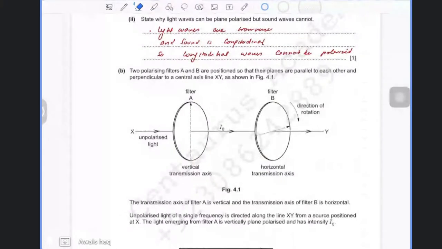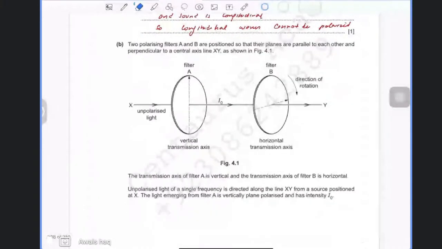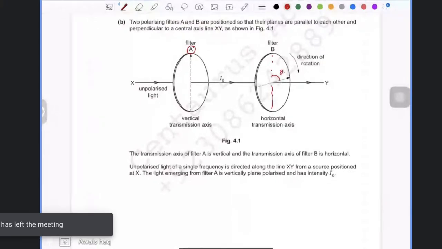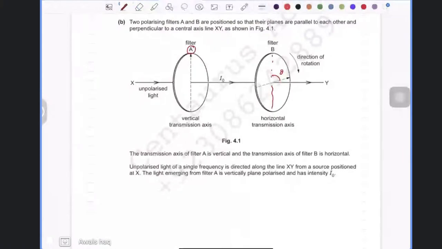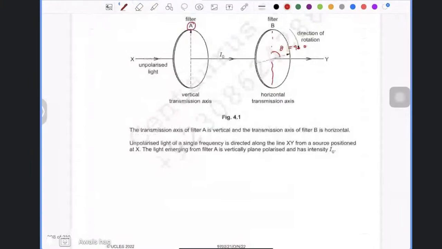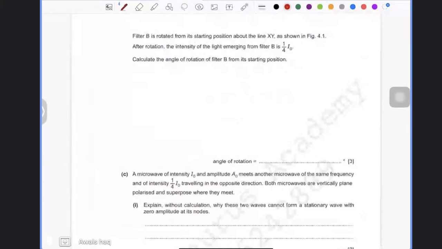Now, if you look at the question, it says this is the transmission axis and it is made to rotate from this to this angle. The transmission axis of A is vertical and that of B is horizontal. It has rotated by 90 degrees actually. Then it says unpolarized light of single frequency is directed along XY from a source positioned at X. The light emerging from filter A is vertically plane polarized, and it has intensity I naught. Since the filter is rotated from its starting position about line XY, after rotation the intensity of the light emerging from the filter is 1/4 of I naught. Okay, this was not 90 degrees, sorry, some theta. So after emerging from B, you have 1/4 of I naught intensity left.